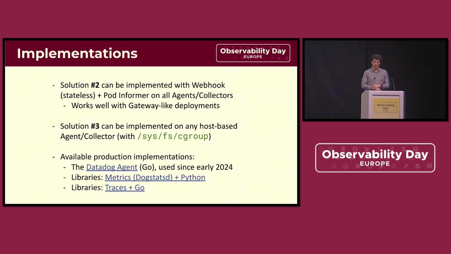In terms of implementation, solution 2 can be implemented with a webhook and a pod informer for any agent. It works well with any kind of gateway deployment, so not necessarily one agent per node or one connector per node. Solution 3 requires having an agent in each node and mounting the sysfs cgroup. And we do have production implementations of those in our open source Datadog agent and some associated libraries. Yeah, and it's been used in production since early last year, and it's been working fine.